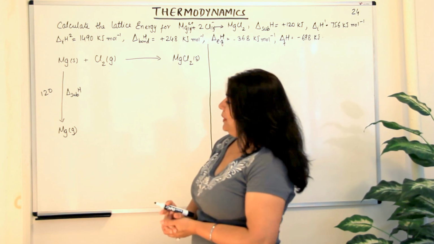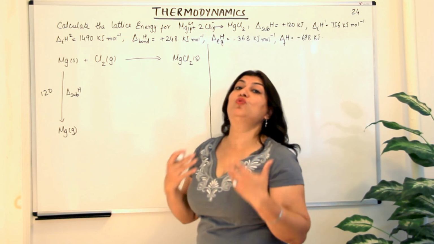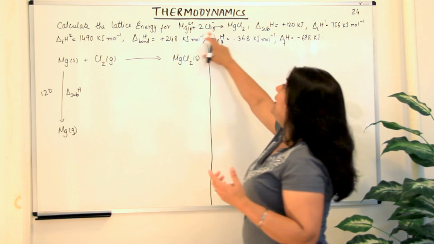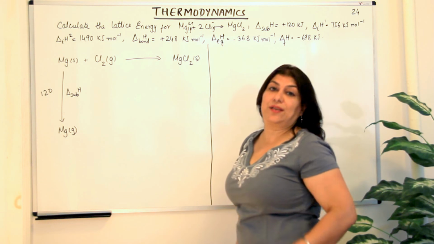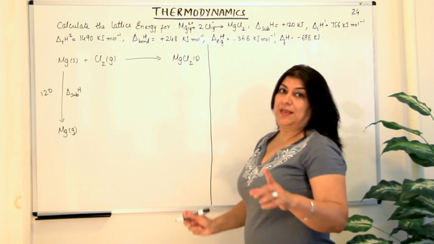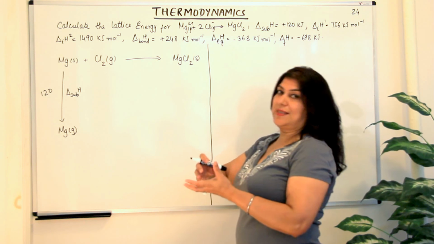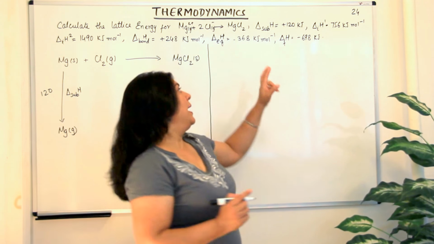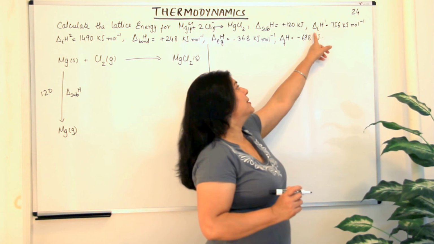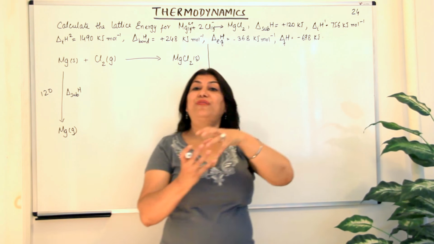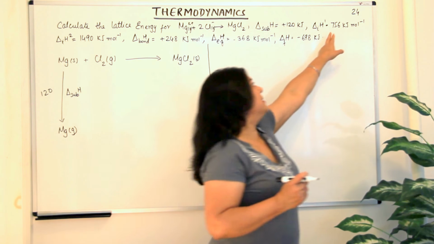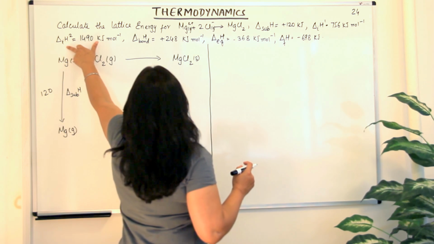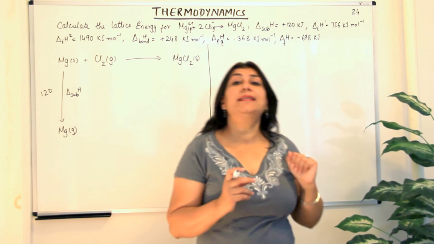So what would the next step be? In the next step, magnesium should lose electrons. Now, in magnesium chloride, magnesium is a di-positive ion, which means it has lost 2 electrons. But it does so in 2 steps. The first ionization enthalpy, the amount of energy required to remove 1 electron, is different from the second ionization enthalpy. Both are given to us. The first ionization enthalpy is 756 kilojoules per mole, and the second ionization enthalpy is 1490 kilojoules per mole.